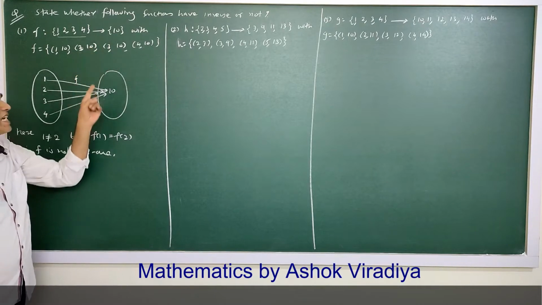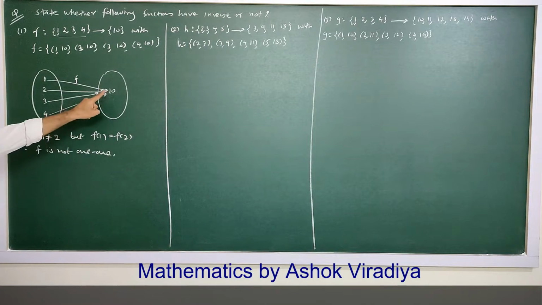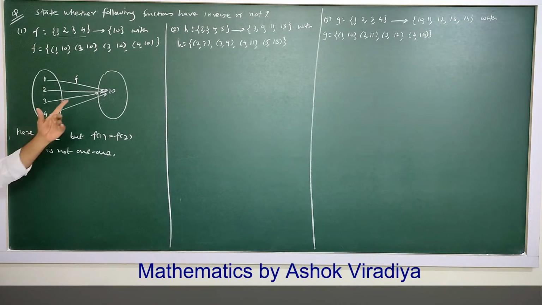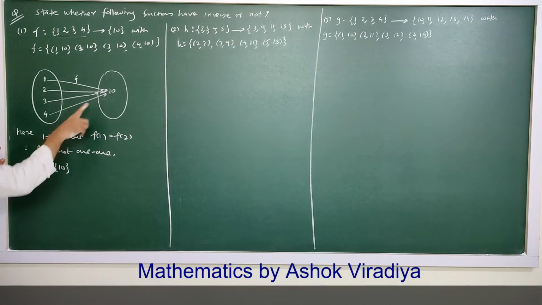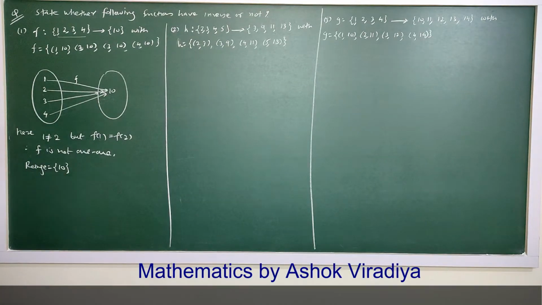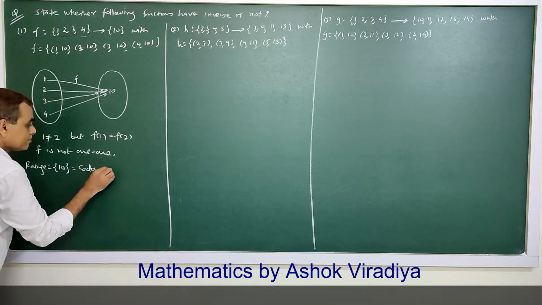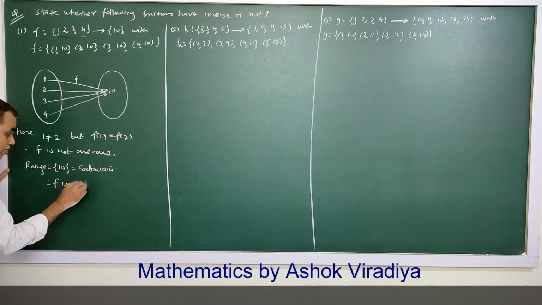Codomain is a singleton set containing 10, and range is also a singleton set containing this number 10. Range and codomain are the same, so this is onto. Here the range is the set of all images containing 10, and the same set is the codomain. So range equals codomain, so this function is onto.